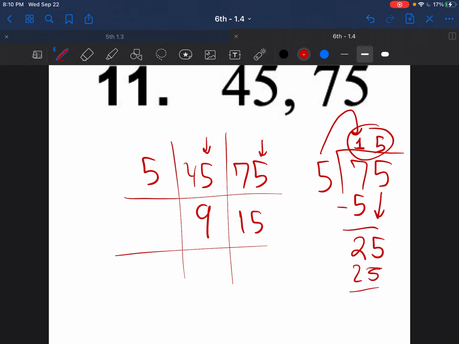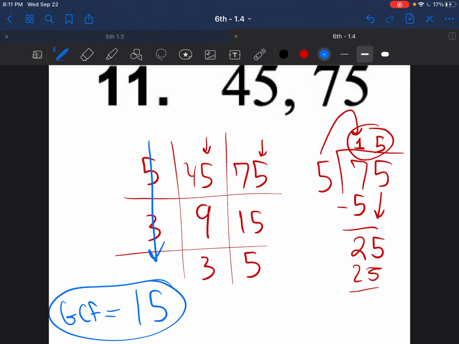All right. My next question is, is there a number that can go into 9 and 15? Yep. That's going to be 3. Well, 3 goes into 9 3 times. 3 goes into 15 5 times. Let's see, is there a number that can go into 3 and 5? Nope. So if there's no number, all we need to do is multiply straight down. 5 times 3 is 15. So our GCF for this problem is 15.